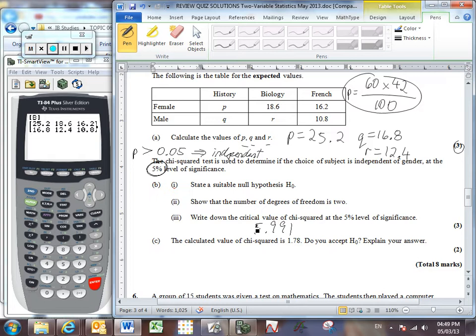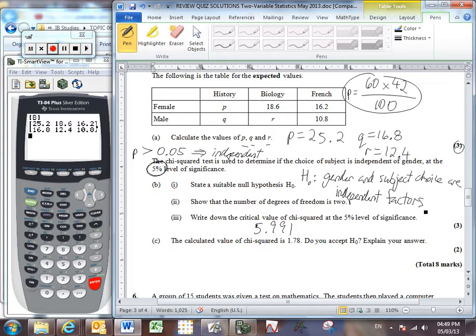So, let's see. We have to state a suitable null hypothesis. We know that the null hypothesis is that my classifications are independent. So H0: gender and subject choice are independent factors or variables or classifications if you prefer.